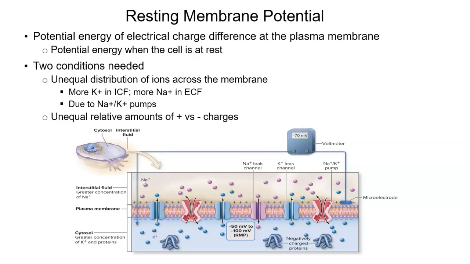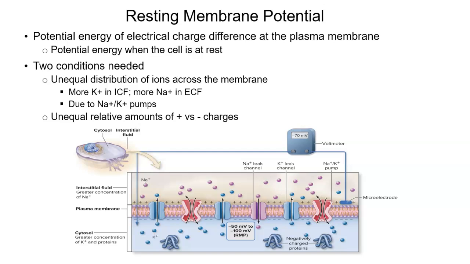So, the fluid inside the cell, close to the membrane, contains a lot of potassium ions as compared to the fluid just outside the cell membrane. In comparison, the interstitial fluid outside the cell membrane contains a whole lot more sodium than the inside of the cell, the intracellular fluid. So more sodium outside, more potassium inside. This is due to those sodium-potassium pumps.